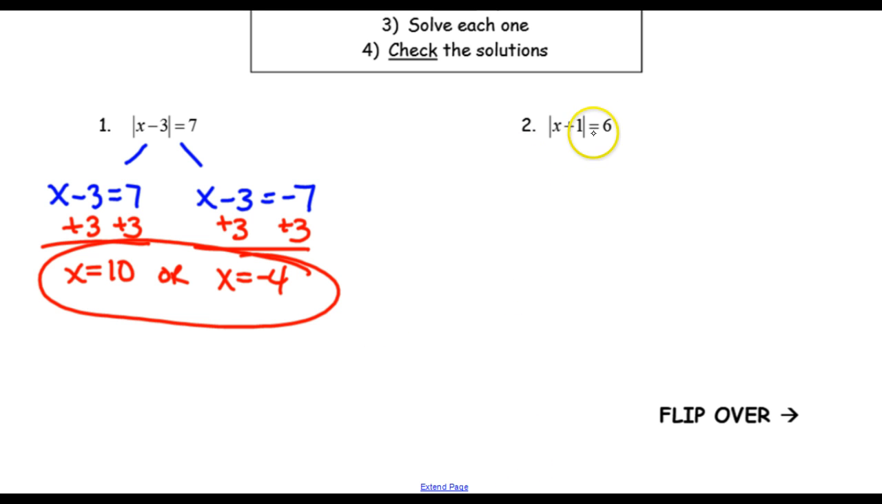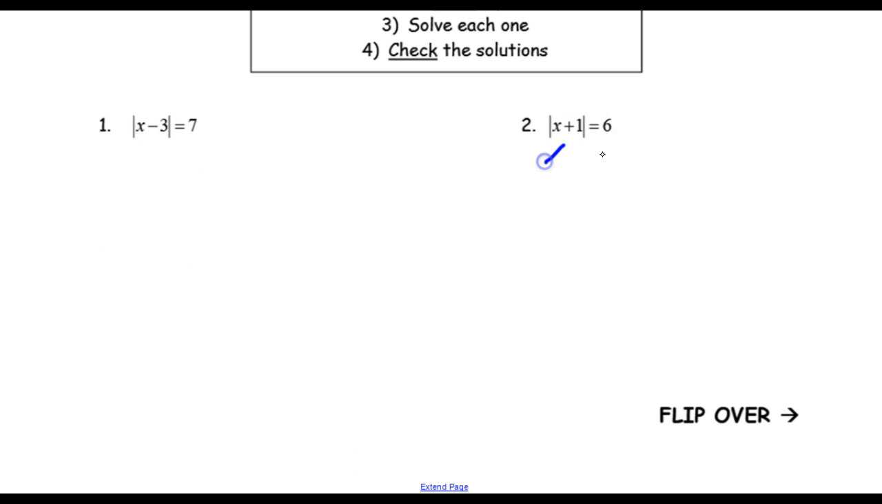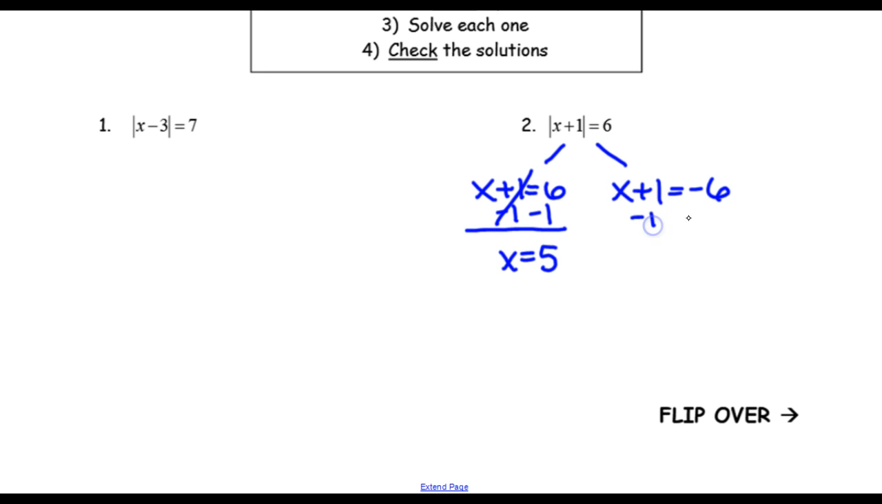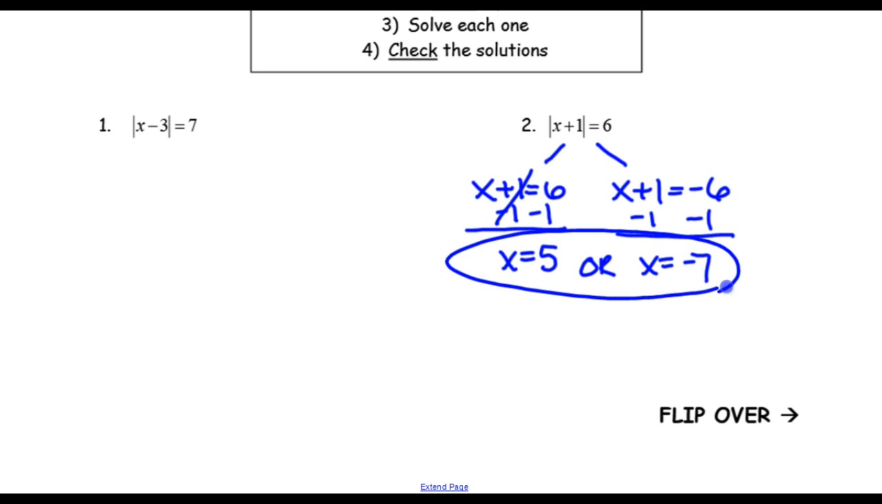Let's look at the next example, number 2. Again, the absolute value is isolated. It's the only thing on the left side of the equation, so that's good. Now we're going to break it into 2 separate equations. The first equation is x plus 1 equals 6. And the second equation is x plus 1 equals negative 6. We're going to solve each of those independently. Subtract 1 from both sides. X equals 5. Over here, subtract 1 from both sides. X equals negative 7. Again, it can't equal these at the same time, so we say it's one or the other.